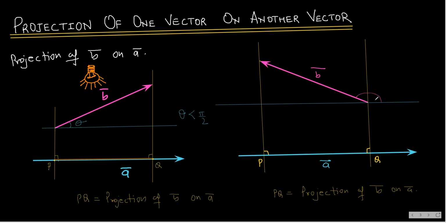This angle is theta here, and I notice it is greater than 90 degrees, pi by 2. Obviously it is lesser than 180 degrees. So this time the angle between b bar and a bar is greater than 90 degrees. These are two different cases of projection of one vector on another vector. It was just the beginning. Now I will show you how to calculate the projection. That is, I will now derive the formula for you.